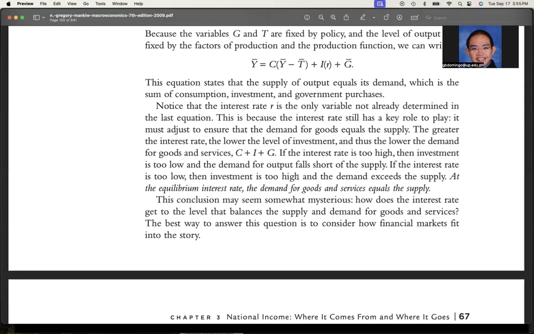So again, to be clear, when we say demand and supply here, the left-hand side is the supply, and the right-hand side here is the demand. See? These are the demand for goods and services, because consumption is how much you want to consume, investment is how much you want to invest, and G is how much the government wants to consume and invest. This is the demand for the output of the economy, and here Y bar is the supply. And the supply of the output is fixed. So the only thing that can equilibrate the left-hand side and the right-hand side is r, which changes investment.